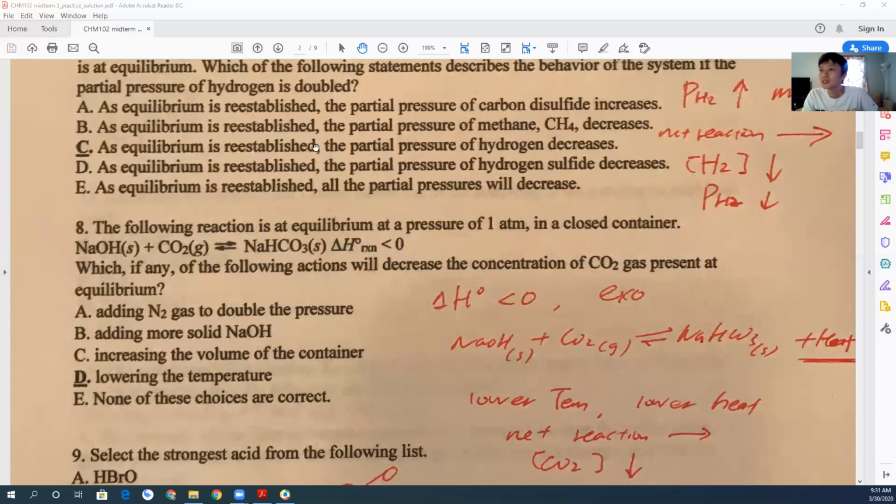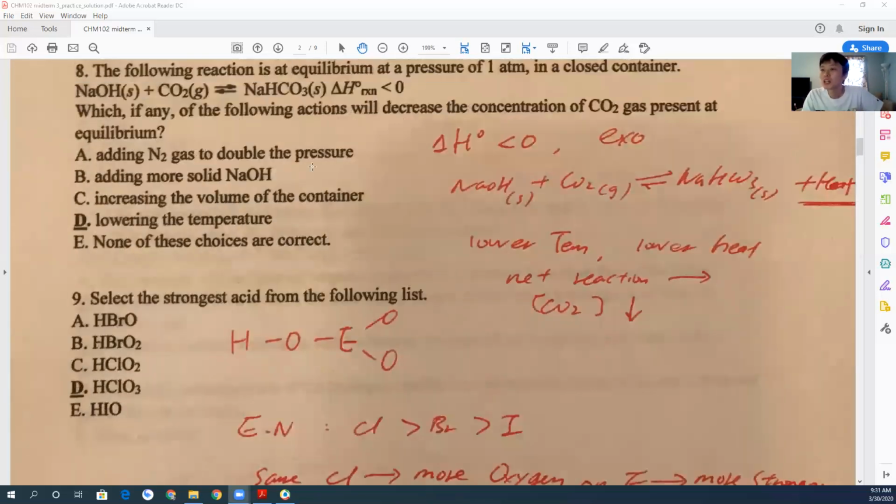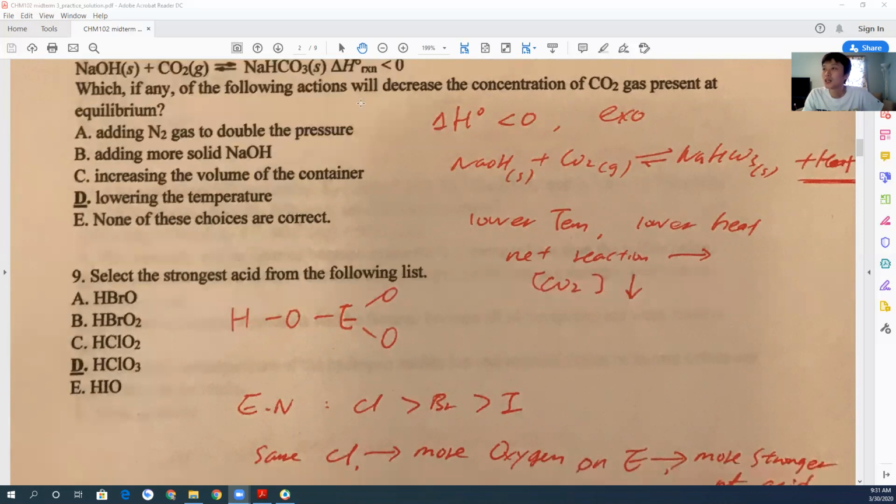All right, let's continue to number 9. Number 9, we're comparing the strength of the acid. We have a few scenarios. If we're only looking at these non-metal hydrides, for example hydrochloric acid, hydrofluoric acid, hydrobromic acid, hydroiodic acid, all of them are covalent molecules, so there's a single bond between hydrogen and the non-metal.